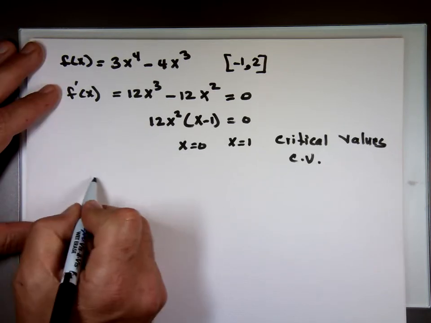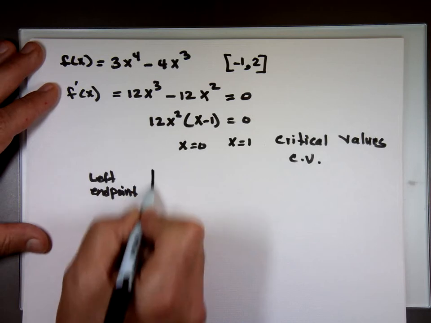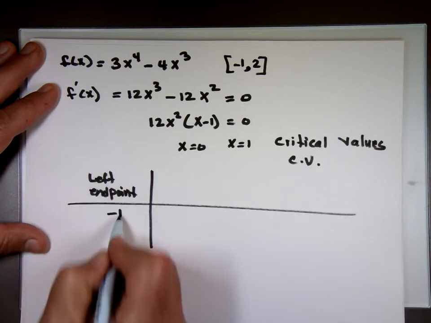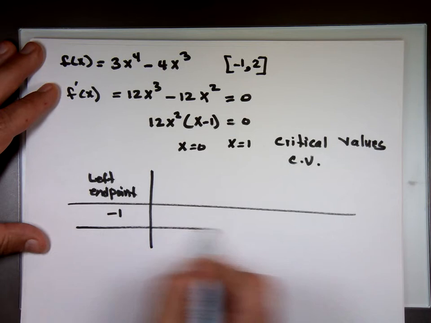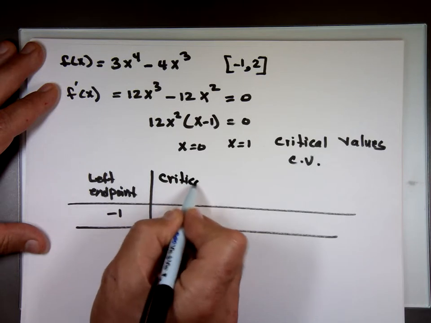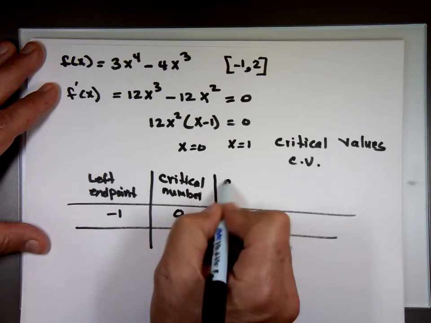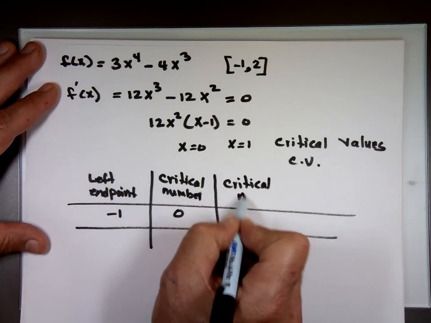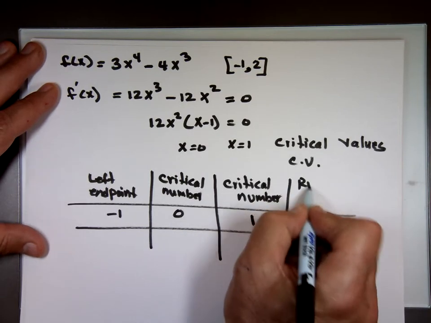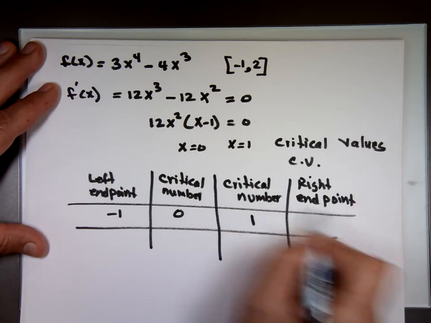So if I look at my left endpoint, I'll put the numbers in small to large. That's the minus 1. We'll see if that's a min or max. The other point we're going to look at is the 0, the critical number. The other critical number we're going to test is the 1. And the last value we're going to be testing is the right endpoint. So if you're going to have a min or a max, it's going to be one of these values.